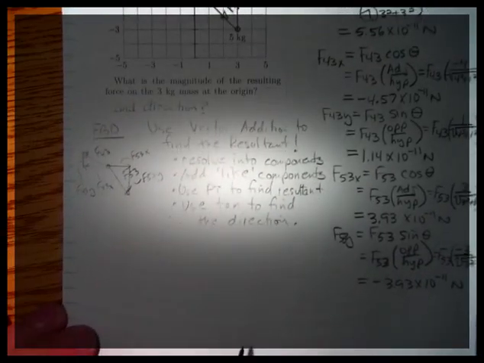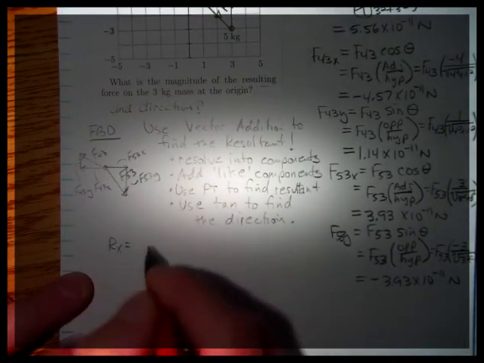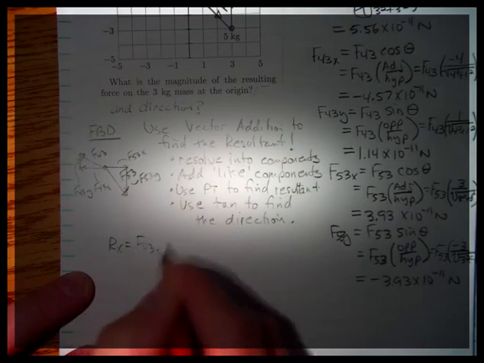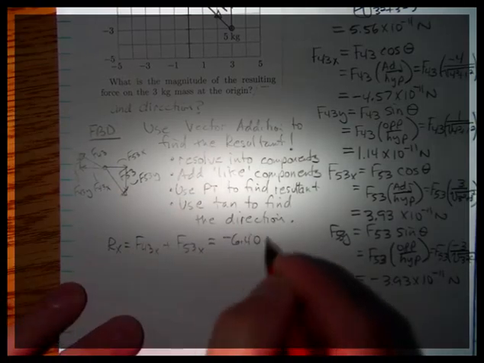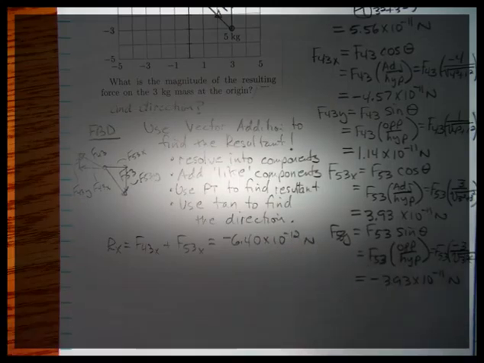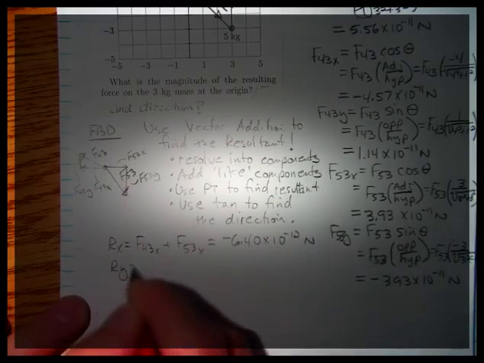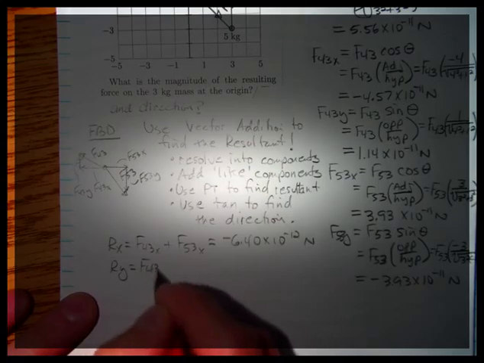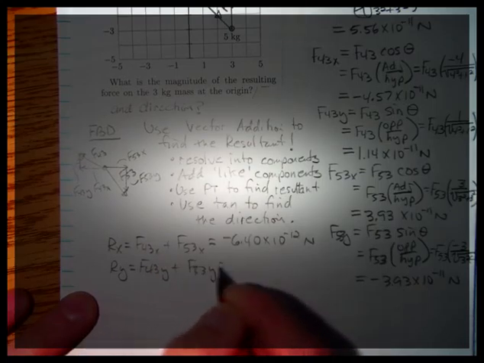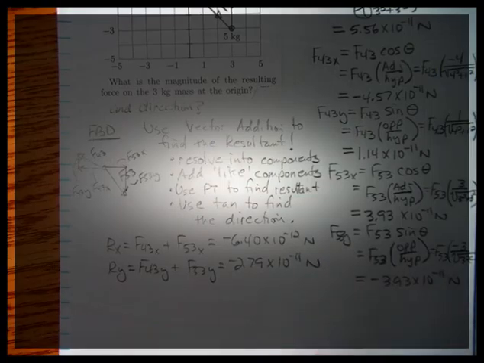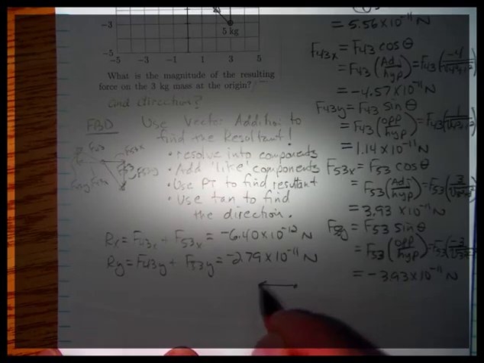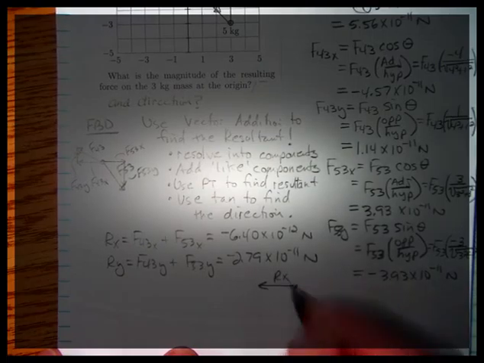Rx is equal to F43x plus F53x. And if you add those numbers together, you get minus 6.40 times 10 to the minus 12 newtons. And Ry is equal to F43y plus F53y, and that's equal to minus 2.79 times 10 to the minus 11 newtons. Okay? If you think about it, we've moved over to the negative, to the left with Rx, and we've moved down with Ry, and here's R.